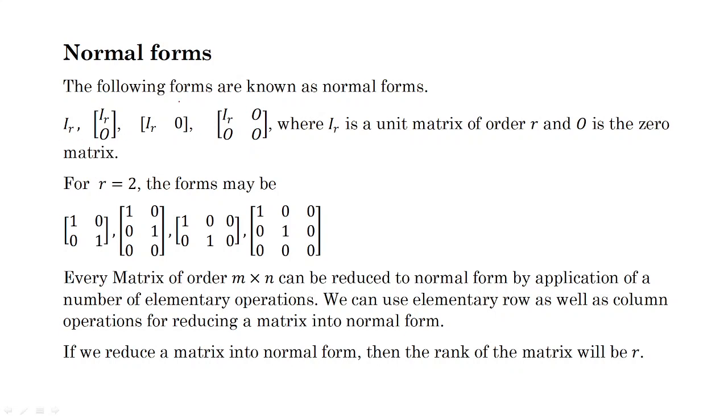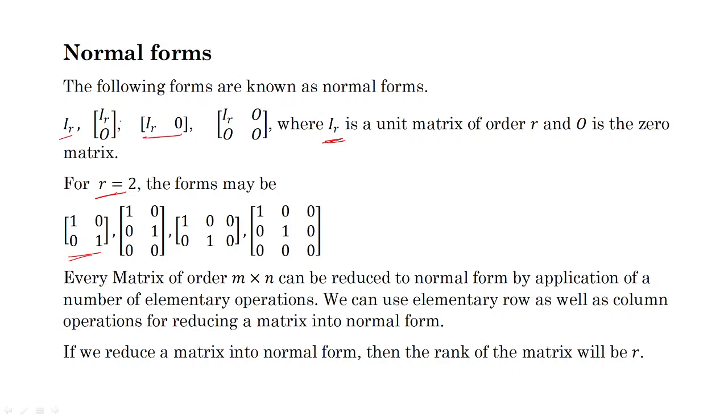Now, normal forms. These forms are said to be normal forms, where Ir is the unit matrix of order r and this 0 is the zero matrix. To better understand this, just take the example of r equal to 2. So the first one, Ir, means the unit matrix of order 2. You can write it this way: 1 0 0 1. Now look at this. This is Ir, a unit matrix of order 2, and here this is the zero matrix. Zero matrix means the size may be such that only one row is there, or it may be that two rows or three rows are there.